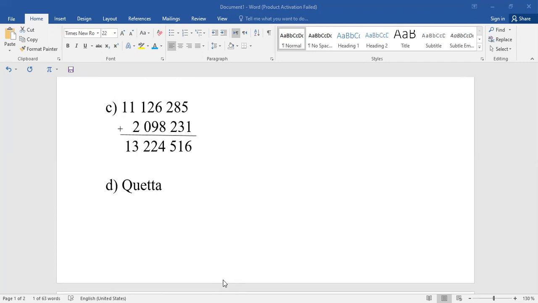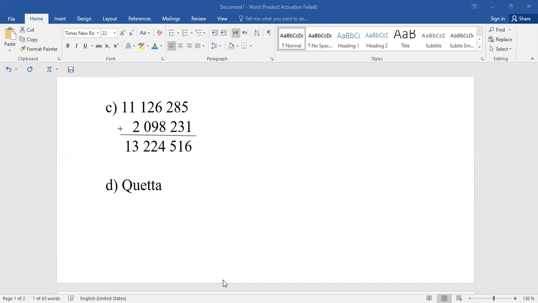Now part D is, which city has the least number of people? So this question has two parts basically. Which city has the least number of people? And the second part is, what is the difference in population between this city and Faisalabad? So first of all, you have to identify which city has the least number of people living in it. So here, according to this table, Quetta is the city which has the least number of people living in it.